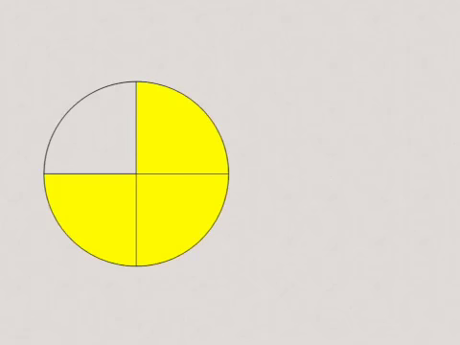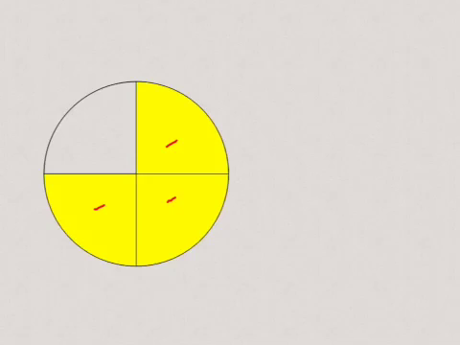Look at this given shape. This shows a circle. How many parts is this circle divided into? Let's count. 1, 2, 3, 4. Yes, this circle has been divided into 4 equal parts. Now, I am going to shade some parts of this circle. How many parts of this circle are shaded? Let's count. 1, 2, and 3. 3 parts of this circle are shaded.